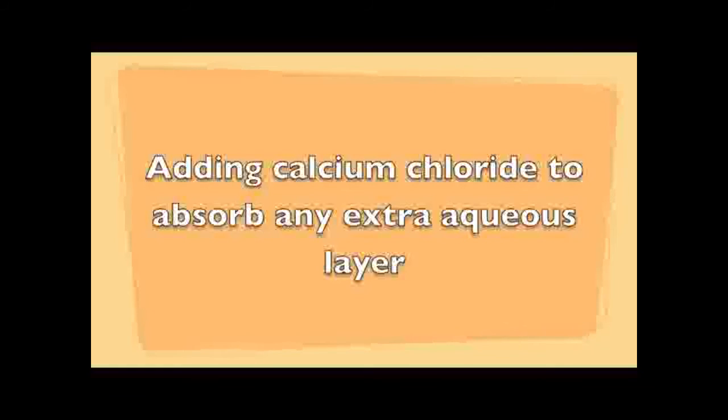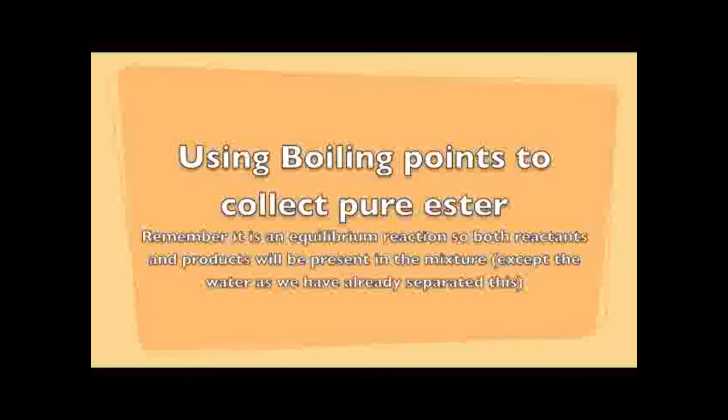Calcium chloride is added to soak up any extra aqueous layer. Boiling point properties are then used to collect off the different layers. As the mixture of reactants and products are still in the organic layer, we need to separate these out. Distillation is used to do this.